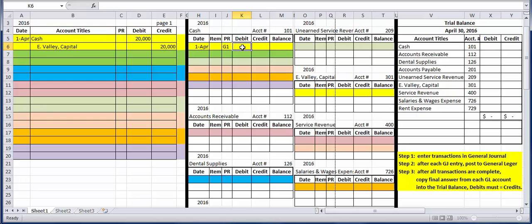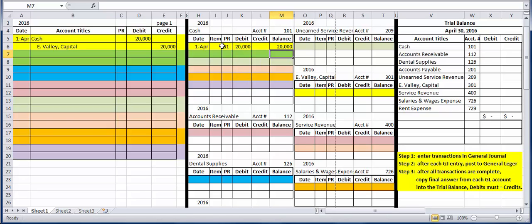So now let's copy what we did in the journal. We debited cash for $20,000, so now we're going to debit it for $20,000 in the ledger. And now let's update the balance. Since there was no previous balance, our balance in our ledger account for cash is $20,000.